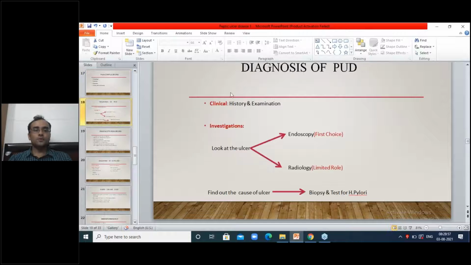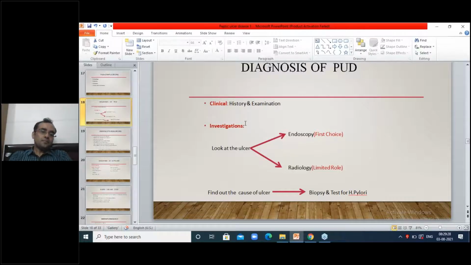So how to diagnose peptic ulcer disease? On the basis of history, the symptoms are mainly non-specific. The patient complains of upper abdominal pain, which, depending on the site, whether it is a gastric ulcer or a duodenal ulcer, will either be aggravated by meals or relieved by meals. There are no specific examination findings for PUD.